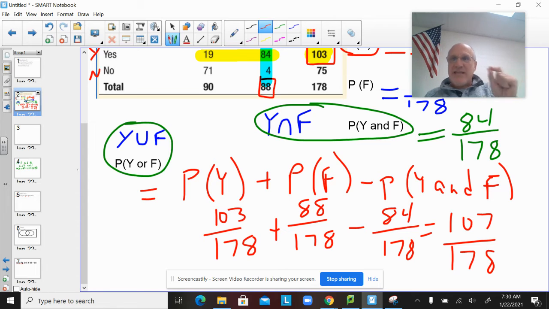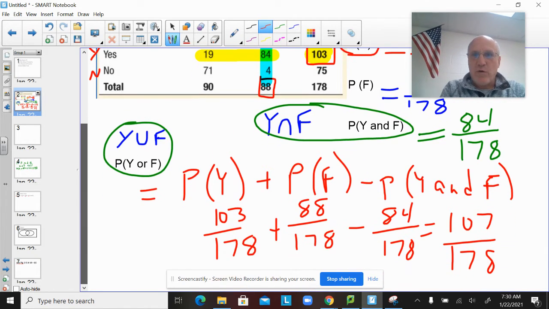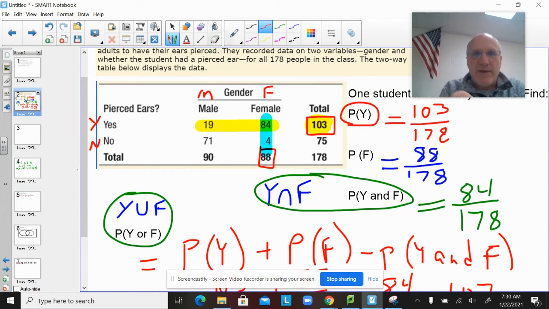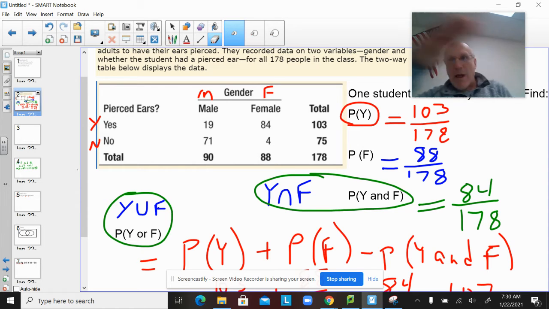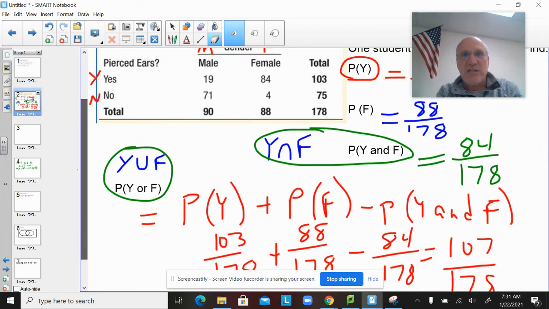Okay, so that's how you find the probability of something or something. Now, I'm going to try not to confuse things. Let's go back to this picture. That formula works great, and I'll formalize it in a second. Let's understand how else we could have done this same question. The question still said what's the probability of Y or F, yes or female. We could use the formula, which is to take the total probability of yes plus the total probability of female, and then subtract the overlap so as not to double count it. We did that and got the right answer, which is 107 out of 178.